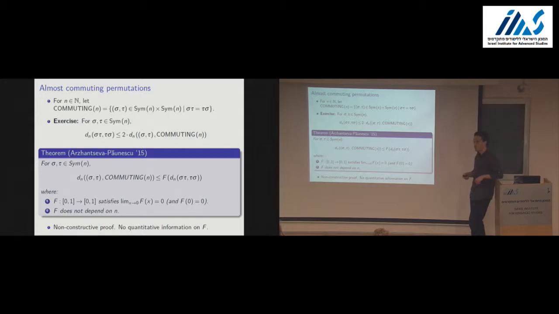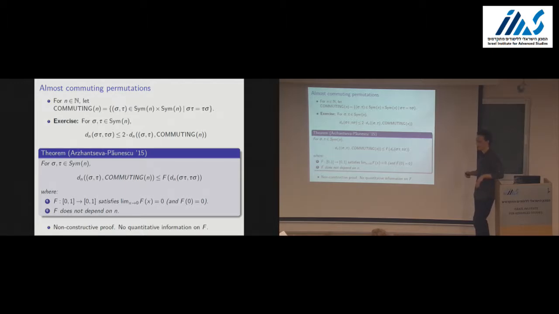And the important thing about this result is that this function f is the same. You can use the same function for all n, no matter how large the permutations are. This is the major point of this result. Otherwise, if you think about it, if f was allowed to depend on n, then this would be a triviality.